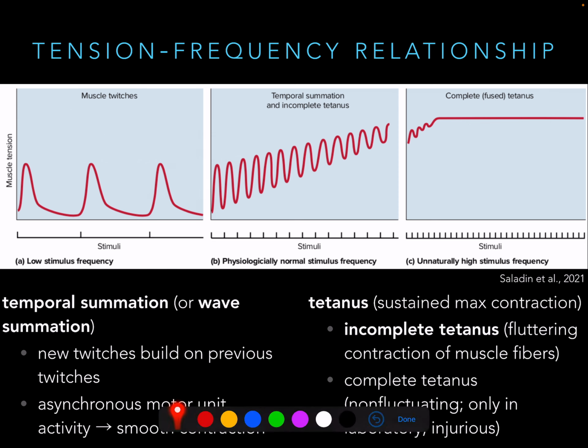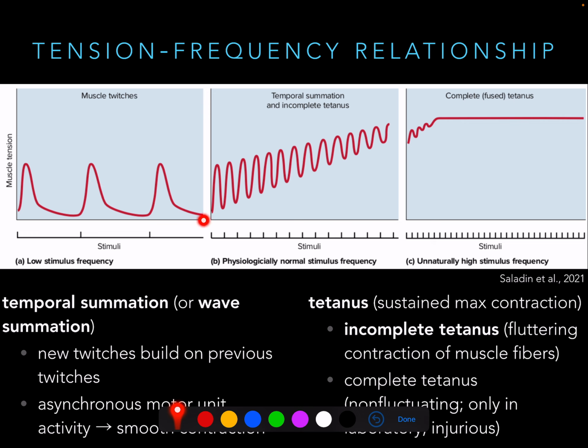Okay, so let's dive into that tension-frequency relationship that we just went through. So when a muscle fiber twitches, if we allow it to fully go through the relaxation phase before we trigger the next twitch, we're going to get really no overall change in muscle tension. Yeah, we get a little contraction, relaxes, but it's the same. This peak isn't moving anywhere.